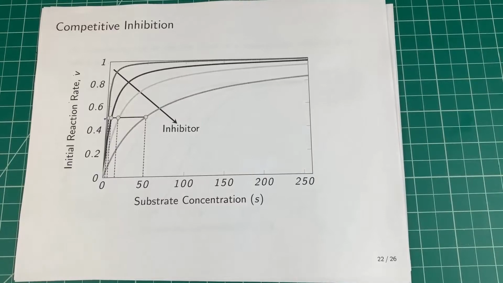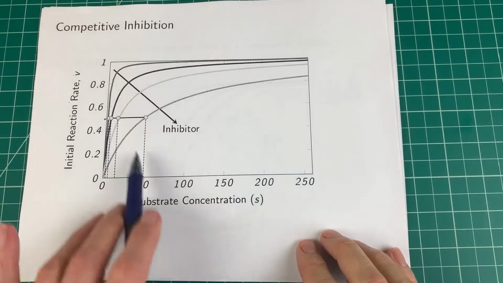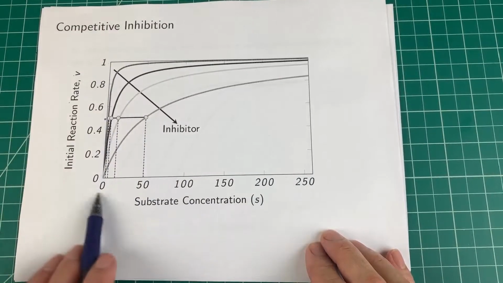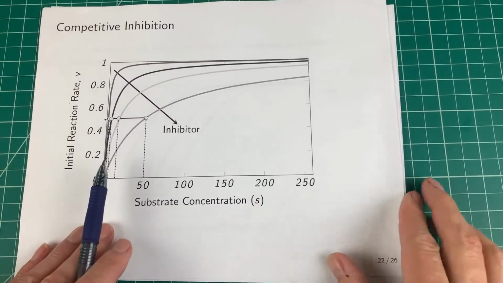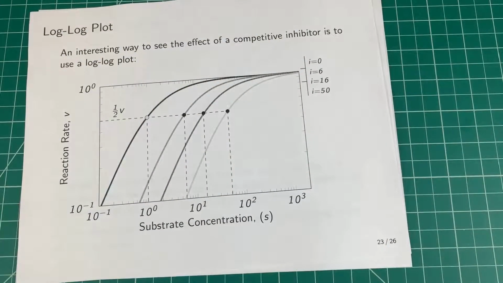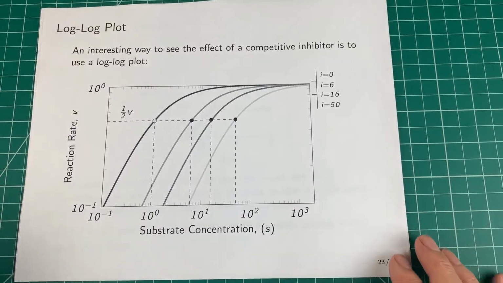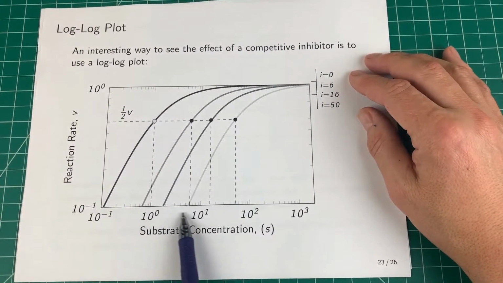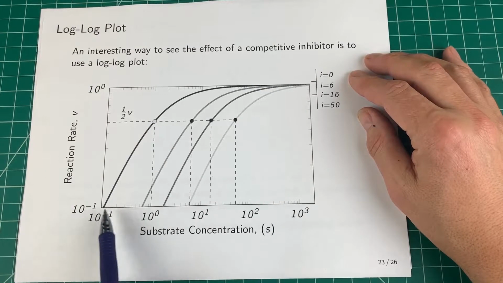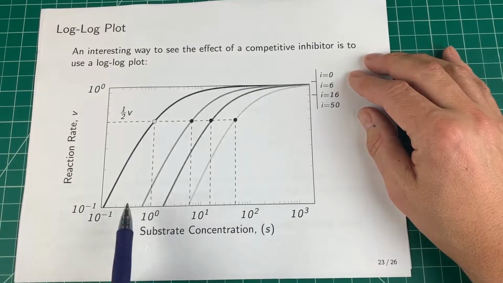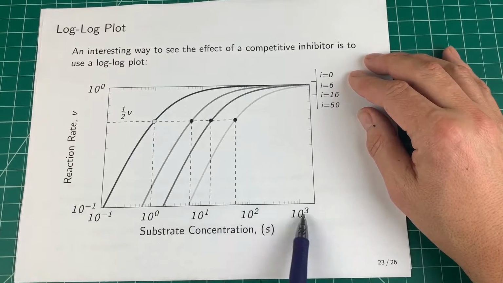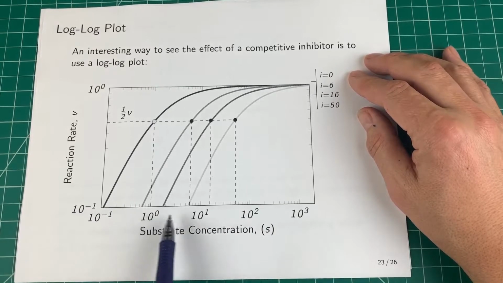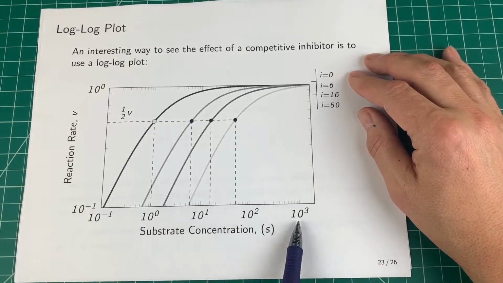So the way to deal with that is, instead of plotting things on a linear scale like this, I'll plot it on a log scale. So let's see what happens when I plot that same graph on a log scale. So now the reaction rate is on a log scale. The substrate concentration is on a log scale. So they're going up in factors of 10. Okay, 0.1, 1, 10, 100, 1,000.